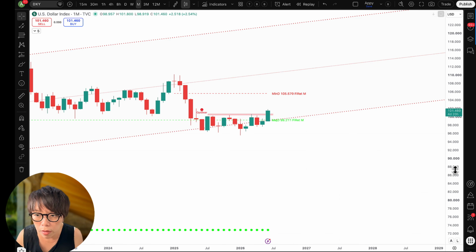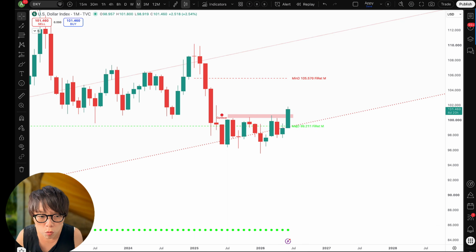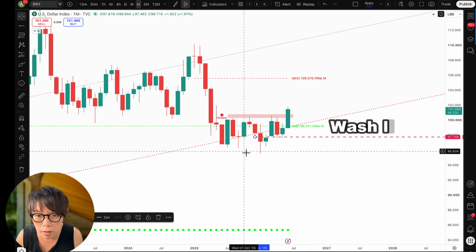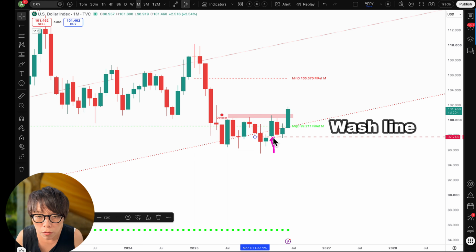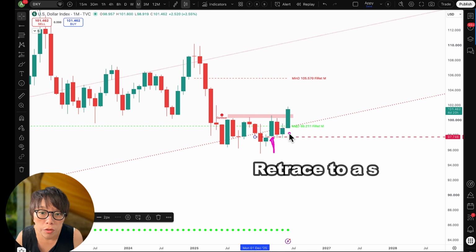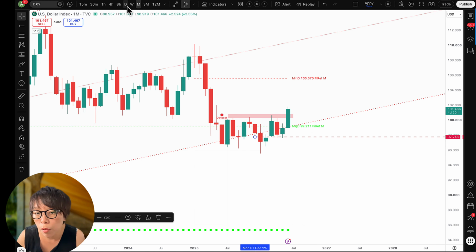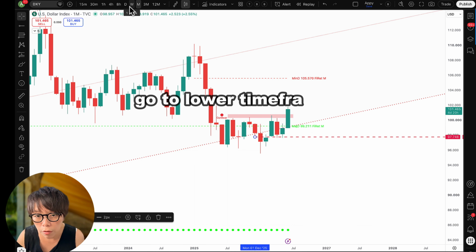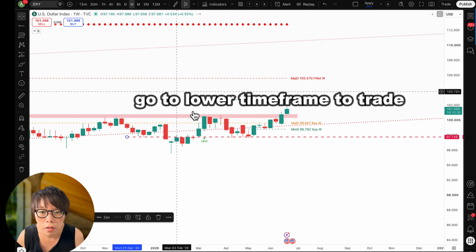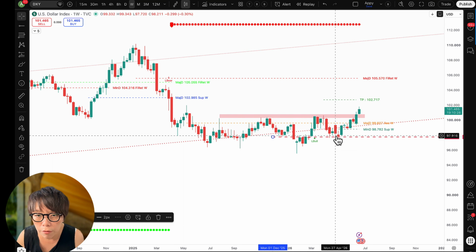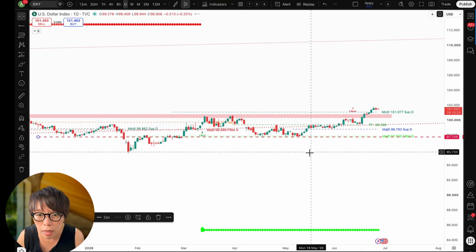What's important here is actually the wash line. So this is the wash line here, and after the rinse, because this is monthly data, a lot of the time it will retrace to a firm support. Because price hit this resistance level and starts to retrace, this becomes an opportunity. That means in the retracement it becomes an opportunity, and I usually will go to a lower time frame to trade that. Either I would just be looking at the weekly time frame or even the daily time frame here.